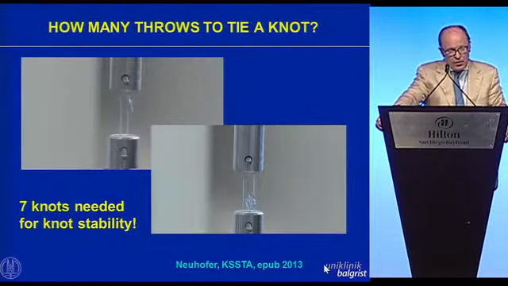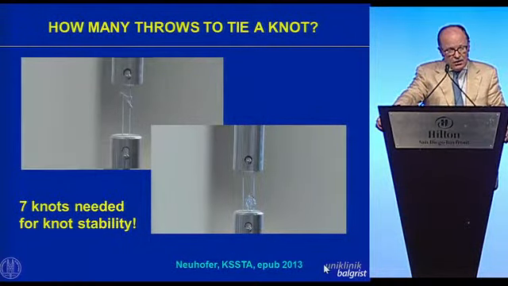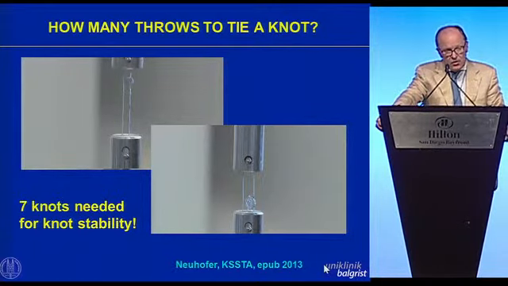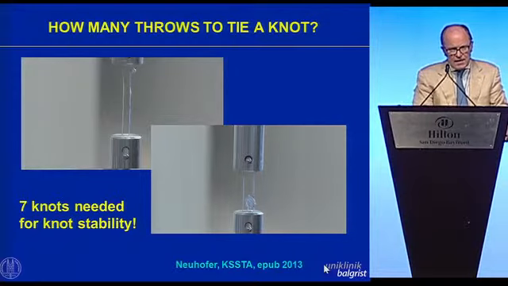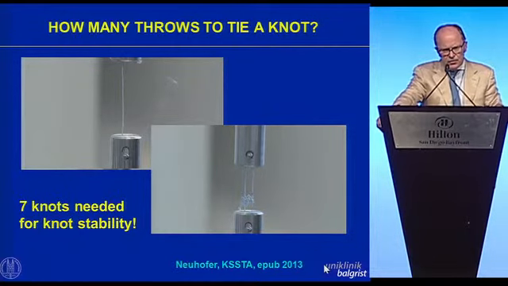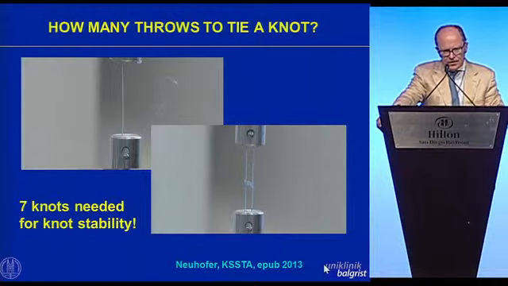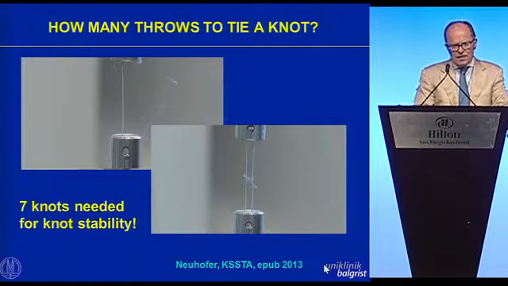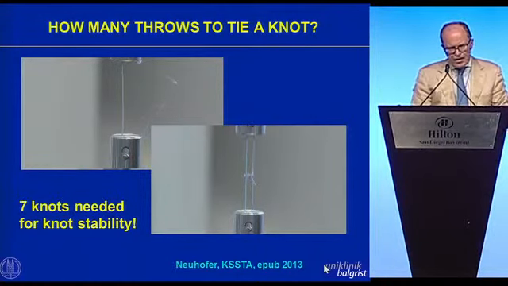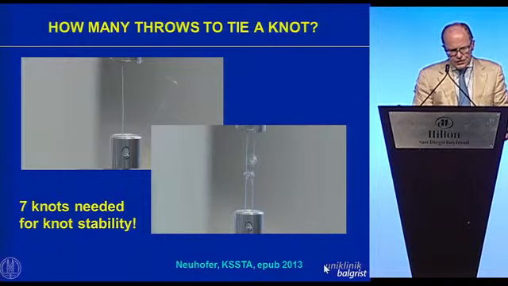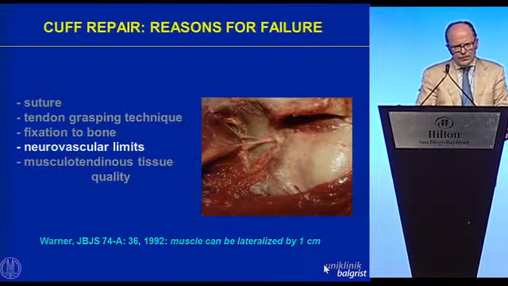Here you see we looked at how you have to tie the knots. I mean, all of you know how to tie knots. The only thing is I did not know that I really need 7 knots until a suture knot is stable. If you have less than 7 knots with all the fiber wires or so, the knots will not hold. You need 7 knots until your suture breaks rather than dissolution of the knot.